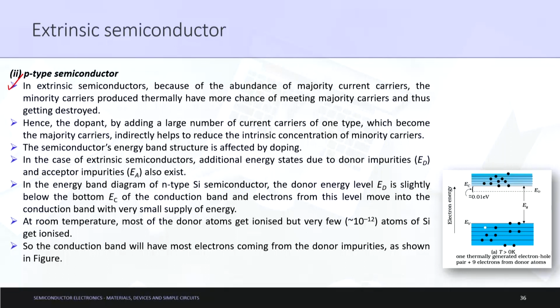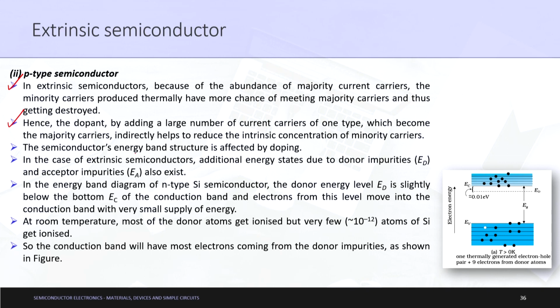So, in extrinsic semiconductors, because of the abundance of majority current carriers, the minority carriers produced thermally have more chance of meeting majority carriers and thus getting destroyed. Hence, the dopant, by adding a large number of current carriers of one type, which becomes the majority carriers, indirectly helps to reduce the intrinsic concentration of minority carriers. So, this is just a way of saying that adding the dopant reduces the intrinsic concentration of minority carriers.